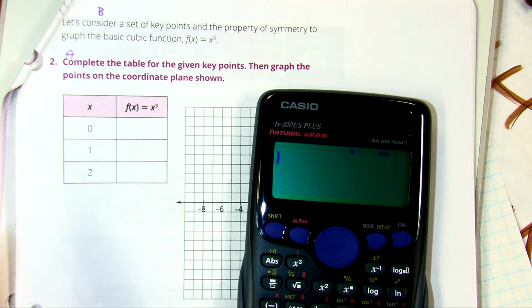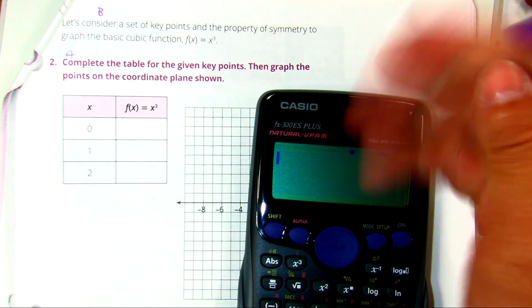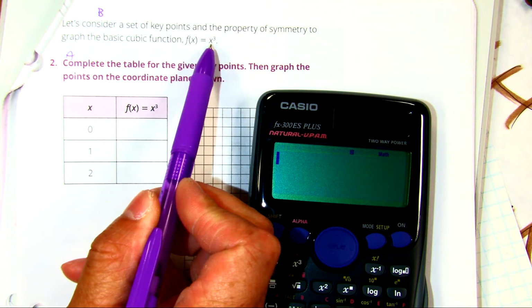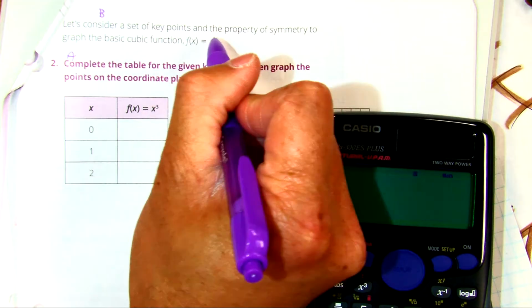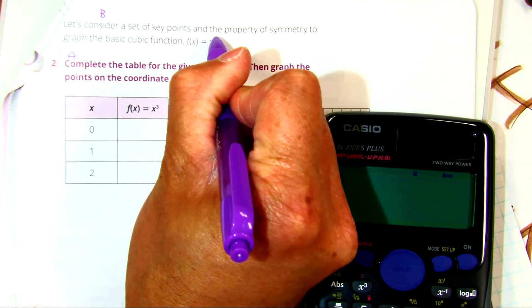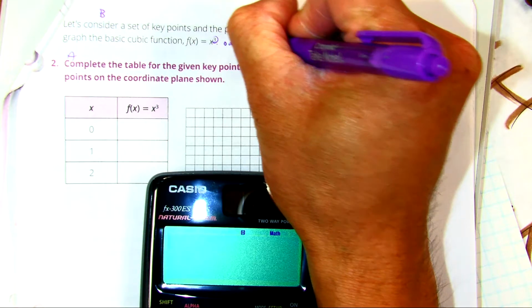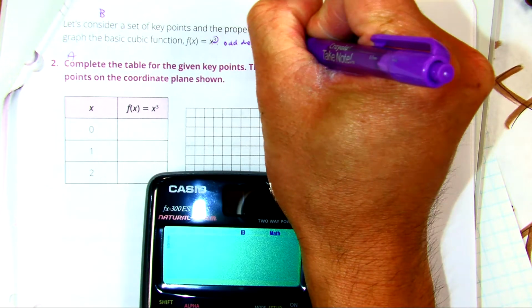Marco, read for us. Let's consider a set of key points and copy a symmetry to the graph of the basic cubic function f of x equals x cubed. Marco, odd or even? Odd. This is an odd degree polynomial.